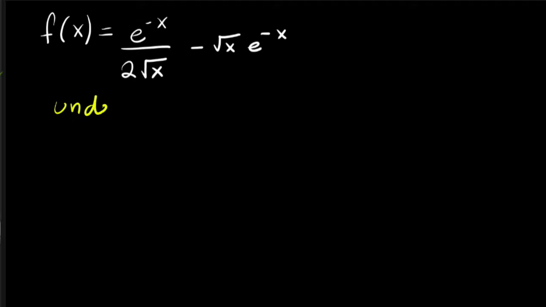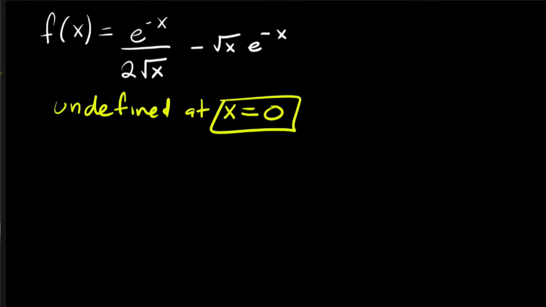Alright, so the first thing I notice is that right off the bat, this term is undefined at x equals 0, because 0 makes the denominator 0 here, this first one, and so you can't have that. So right off the bat, I know that.